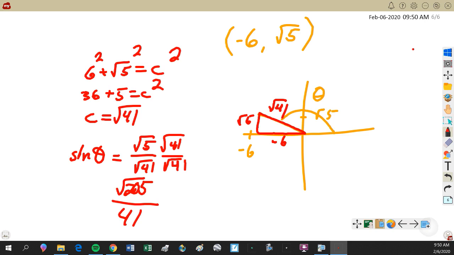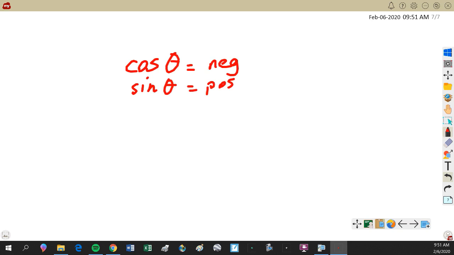So the next set says, indicate the quadrant in which the terminal side of theta must lie in order for the information to be true. So number 16 says the cosine of theta is negative and the sine of theta is positive.